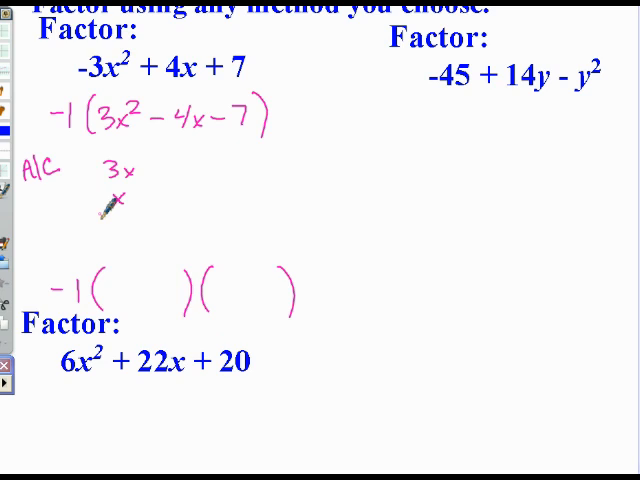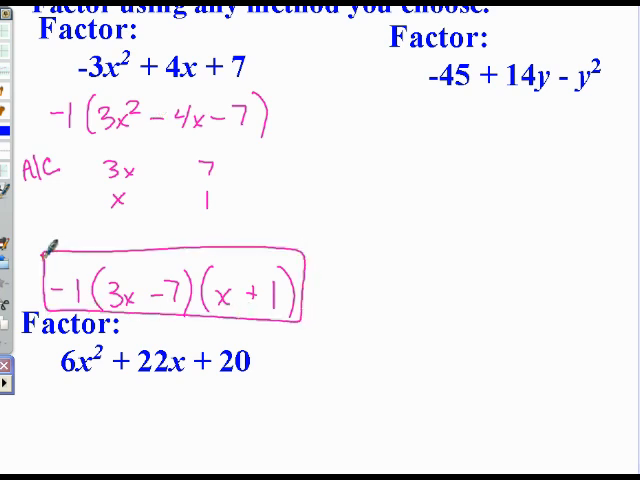3x and x. 7 and 1. We want to figure out if our cross products have a difference of 4. So 7 and 3 do have a difference of 4. So now we know it's 3x paired with 7 and x paired with 1, and we just got to figure out our signs. We need negative 7x's and positive 3x's to combine to negative 4x's. So using the AC method, those are the factors of that trinomial.